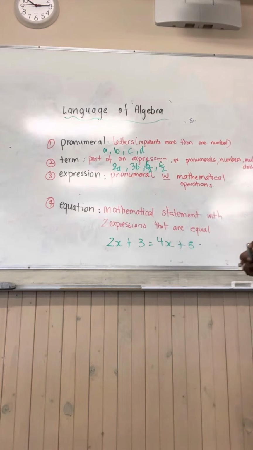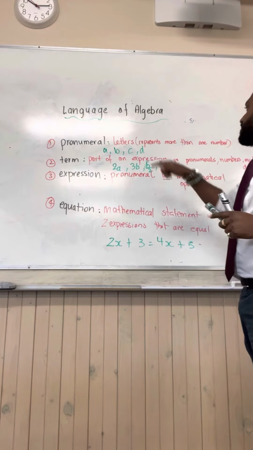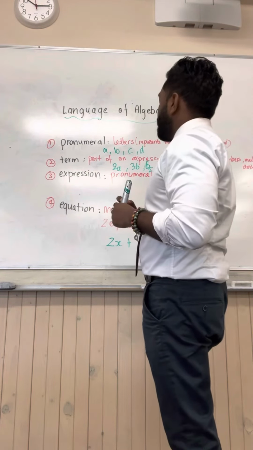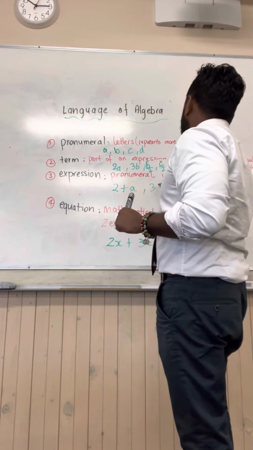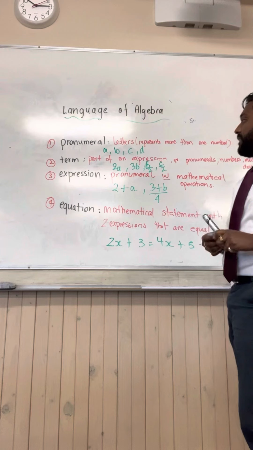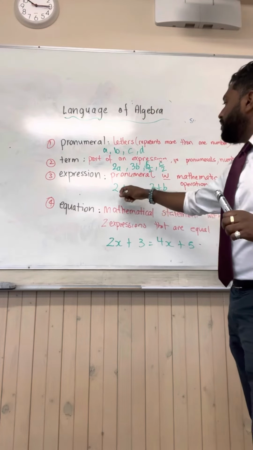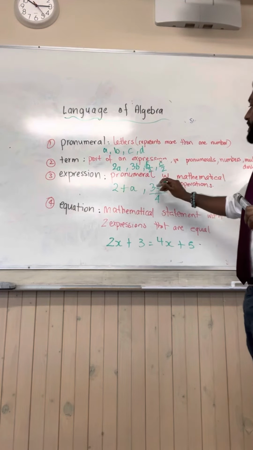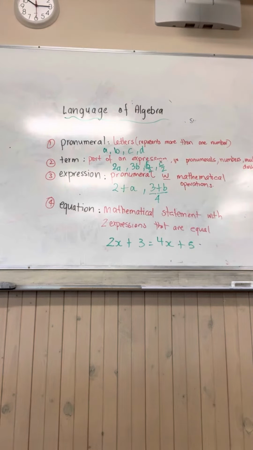An expression is a pronumeral with a mathematical operation. So what is a pronumeral again? Pronumeral is just a letter, but it has a mathematical operation. Okay, so for example, you could have 2 plus a, okay, 3 plus b over 4. Okay, you can see here, where's the pronumerals? A is a pronumeral, okay, and it has a mathematical operation with the number 2. Here, B is adding with 3 and dividing by 4. That is also an expression there, okay?